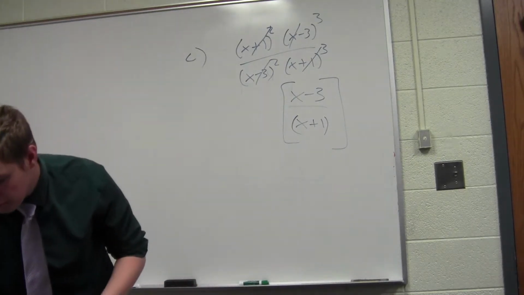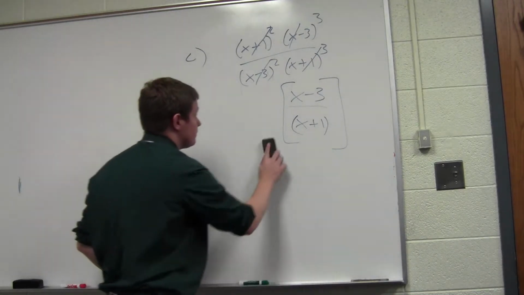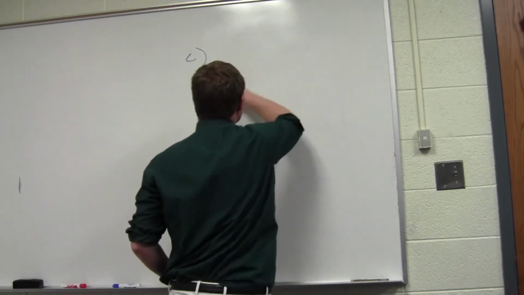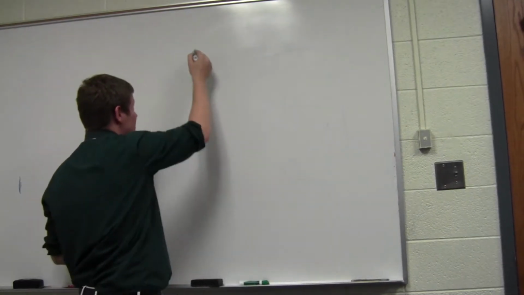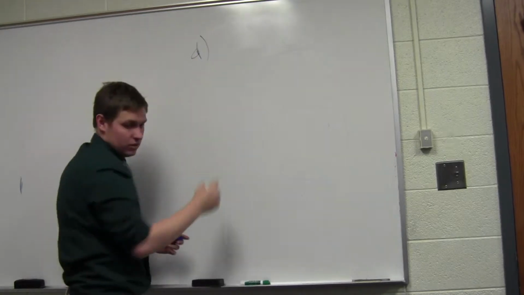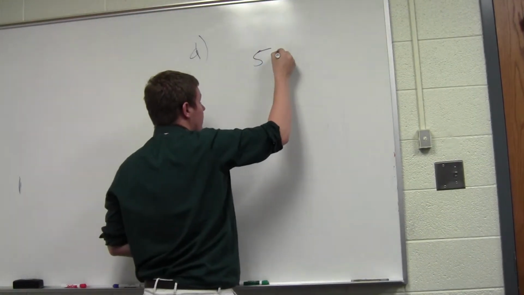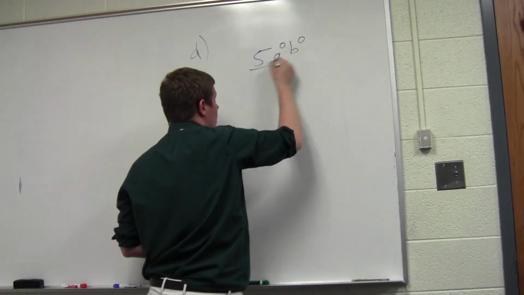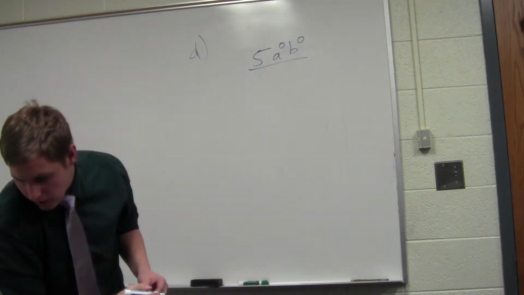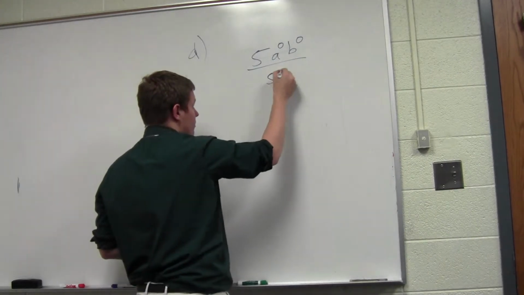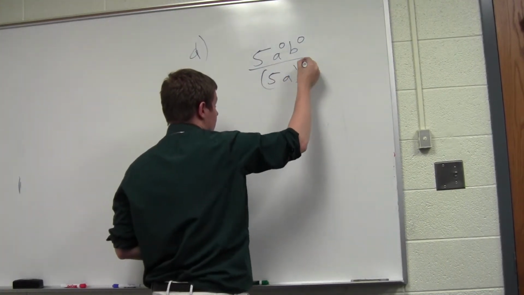All right. Part D. Remember, this is number 6 from the homework. Okay, we have 5, a to the 0, b to the 0, all over 5a to the negative 5.